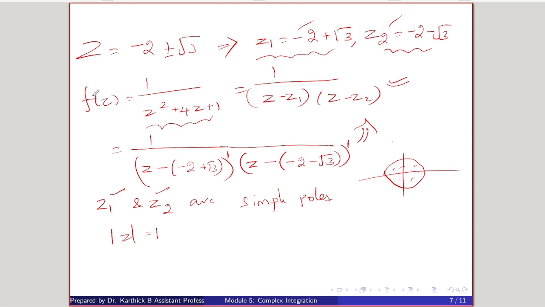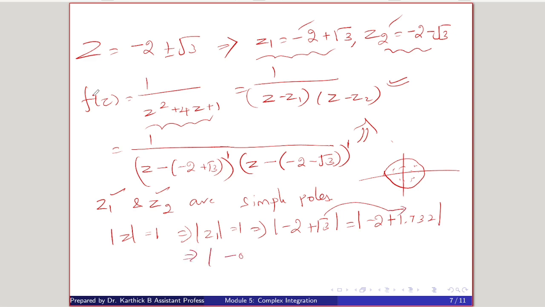Okay, so let me decide z1. I may check for z1. Minus 2 plus root 3. What will be the value? Minus 2 plus 1.732. We know that root 3 can be written as 1.732. So it will be minus 0.268. Definitely it will be less than 1. So z1 lies inside C.